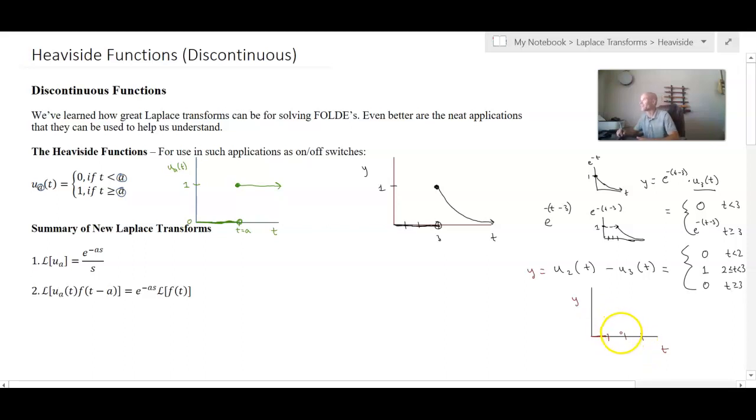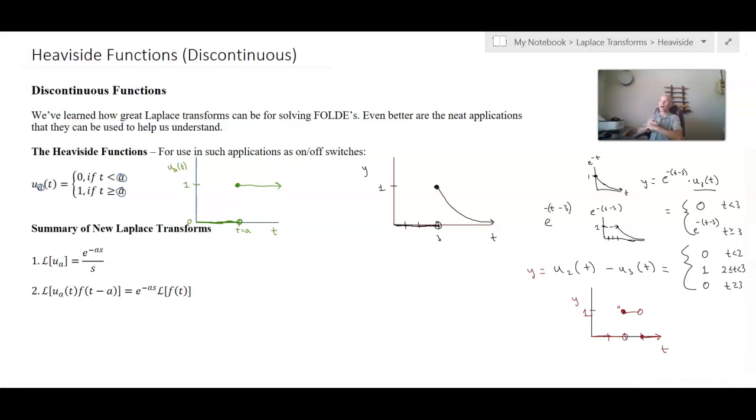Try that again. Okay, up until time 2, nothing happens. Then we jump to an output of a 1. We remain there until time 3. Now remember, at time 3, we jump back down to a 0 and remain there forever from there on out. So it's like we turned on the switch for a second and then turned it back off. So we can get as creative as we want with these.